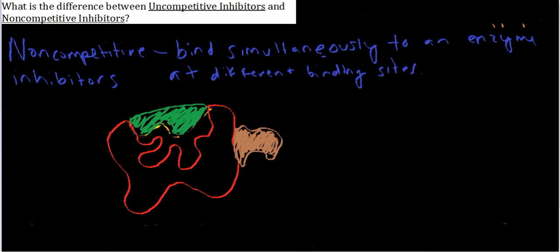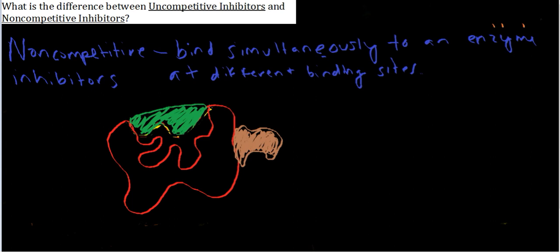The inhibitor in brown binds to a binding site and changes the shape of the active site while the substrate is bound. So as I said before, a non-competitive inhibitor acts by decreasing the overall number of active enzyme molecules. The keyword here is active.